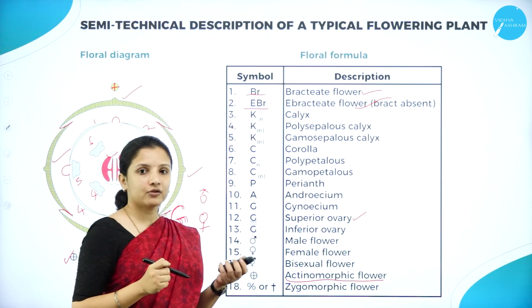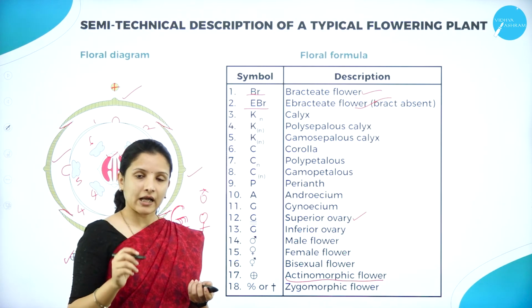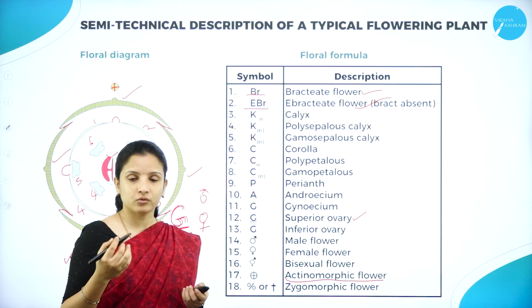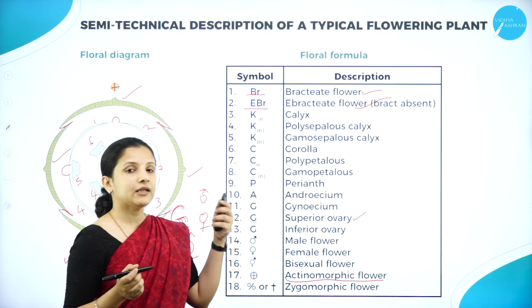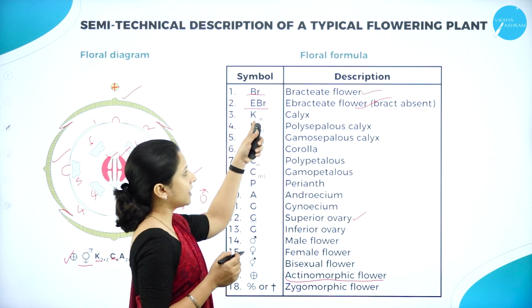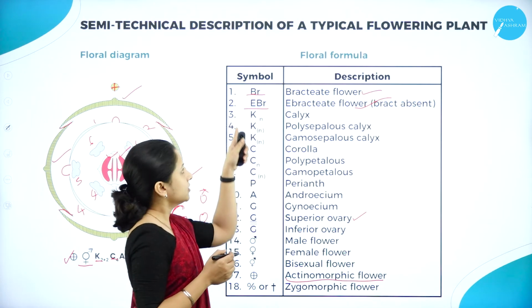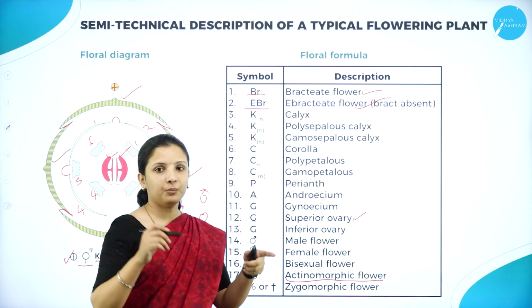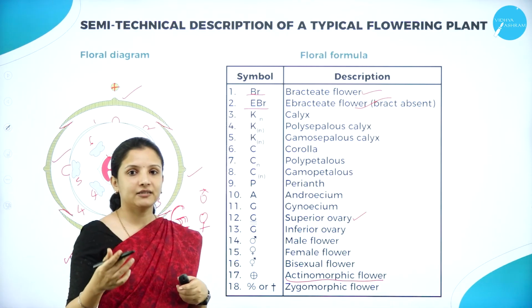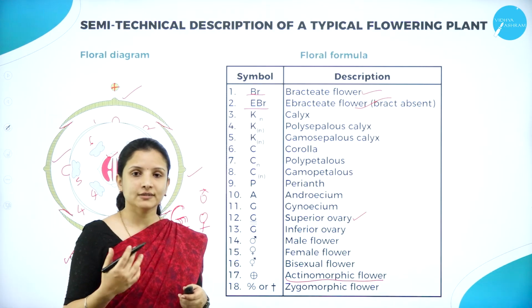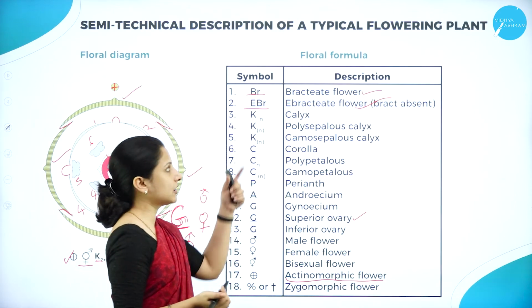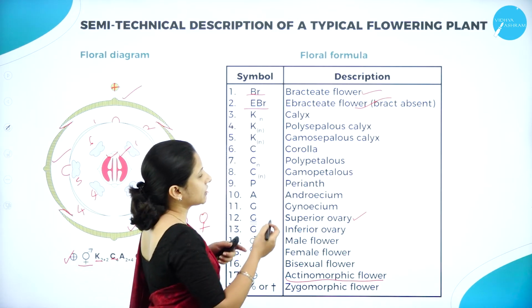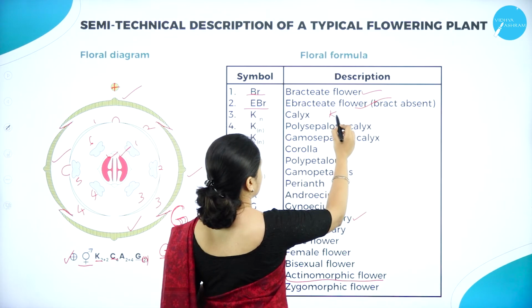Then comes K. I told you corolla and calyx both start with C. So to avoid confusion, they have given the letter K for calyx and C for corolla. So K means calyx. Again here, how many? N means number. So how many calyx are there? Are there 2, 4, 6, 8, like that? You have to count the number. So if it is 6, you'll just write it as K6.